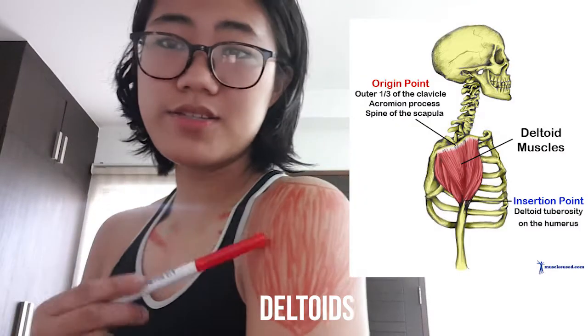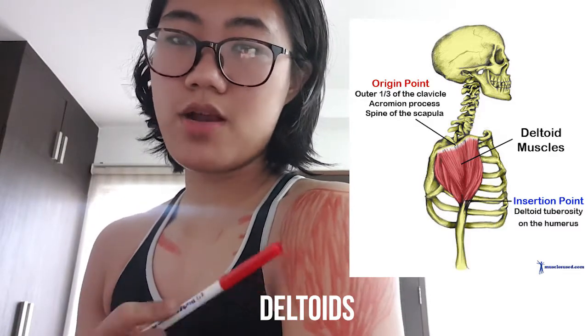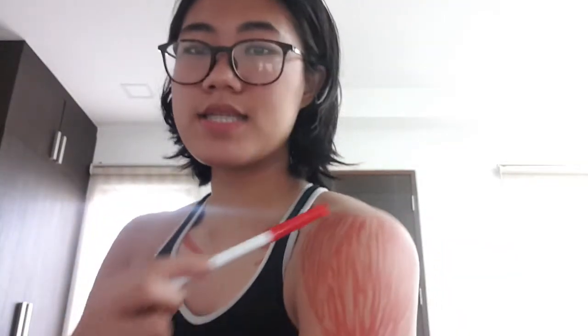This is the deltoid muscle. The deltoid muscle originates at the lateral third of the clavicle, acromion, and the spine of the scapula. The insertion of the deltoid muscle is at the deltoid tuberosity of the humerus.